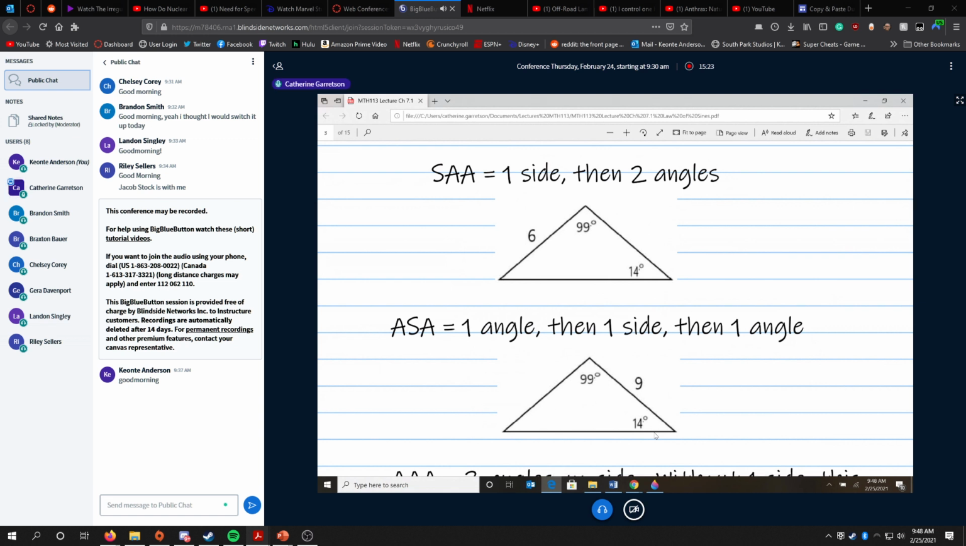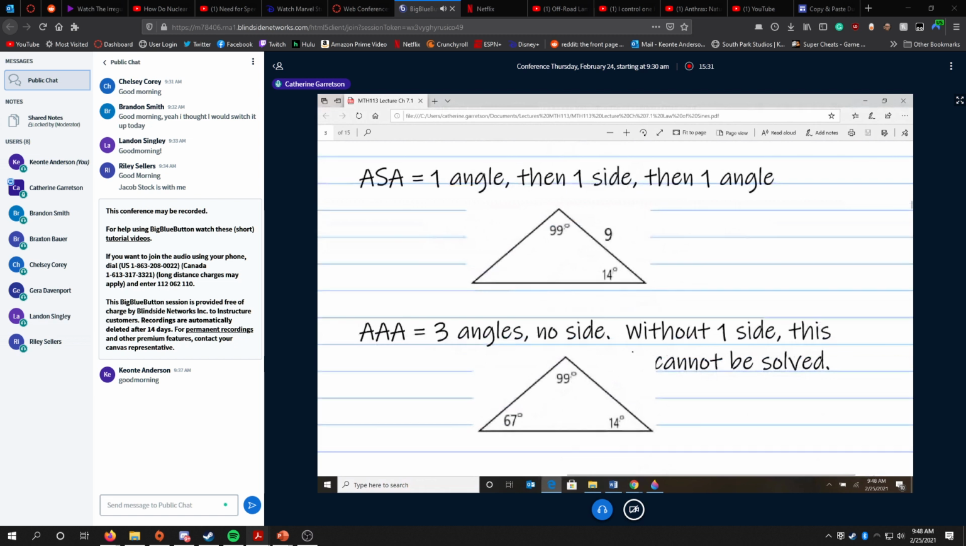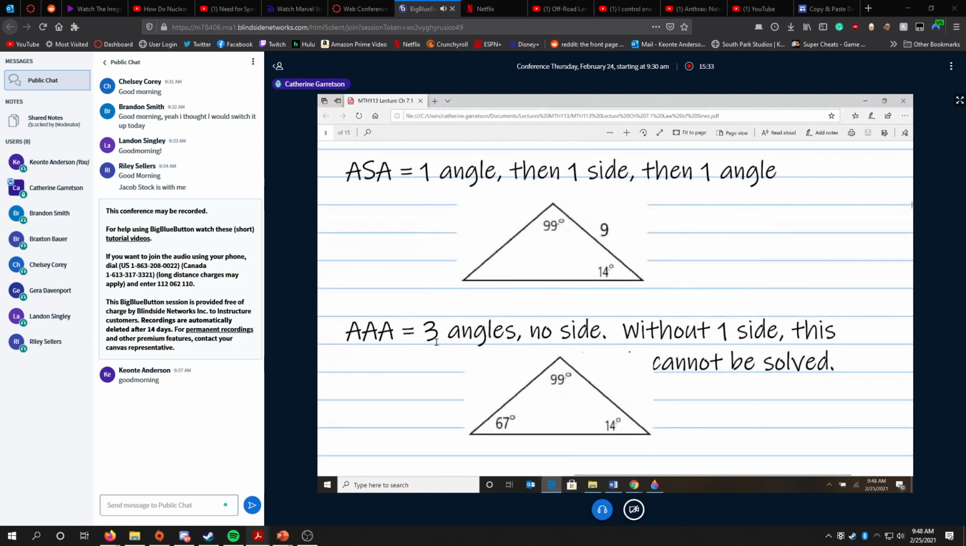Now, lastly, the third piece of information you could be given is all 3 angles. Now, the problem with being given all 3 angles, but no side, is that we cannot solve it, because there are an infinite number of triangles that have the same 3 angles.